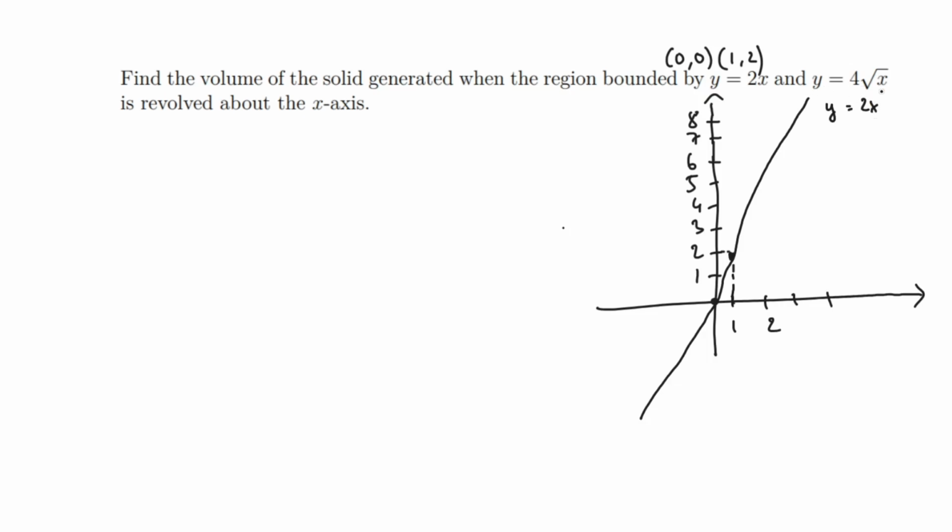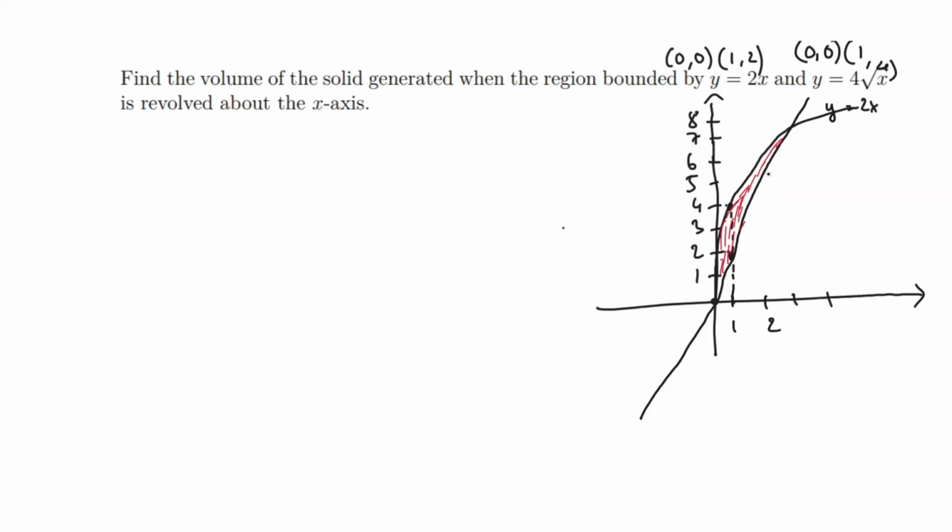And now I'm going to graph the function y equals 4 square root of x. When x equals 0, y equals 0. When x equals 1, y equals 4. So the point (1, 4), this is 1, this is 4. So the function 4 square root of x is going to look like this. So this is the region bounded between these two curves.